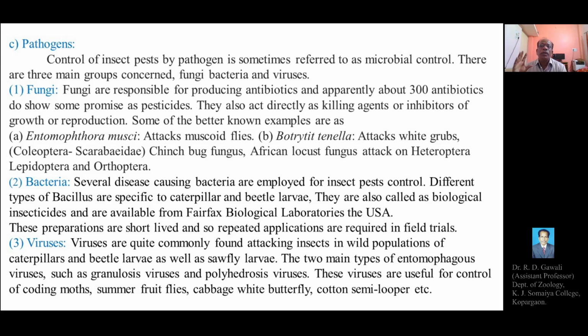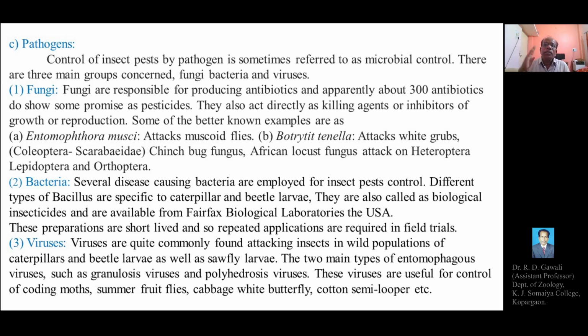Then chinchbug fungus and African locust fungus, which attack the Heteroptera, Lepidoptera and Orthoptera type of insects. So they can attack a variety of insect pests belonging to these orders. Different types of fungi can be employed for the control of different crop pests belonging to the category of insects. Then the second type of pathogens, that is bacteria.